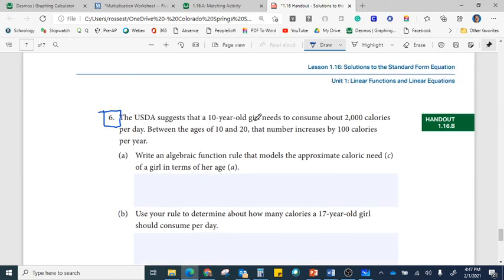This one right here, the best way to do this is slope-intercept form. There's the y-intercept, and it increases by 100 calories per year. That would be your slope. b right here and m right there.